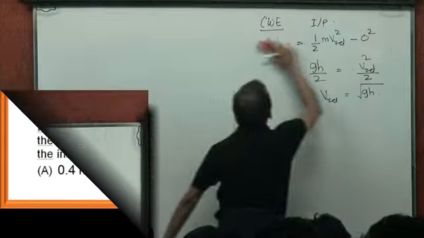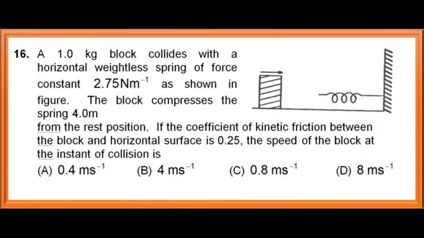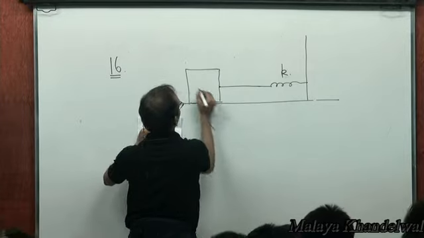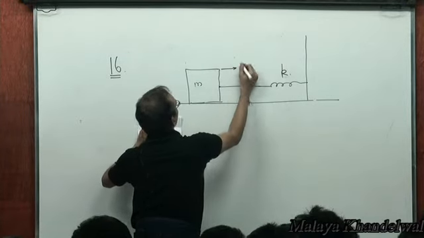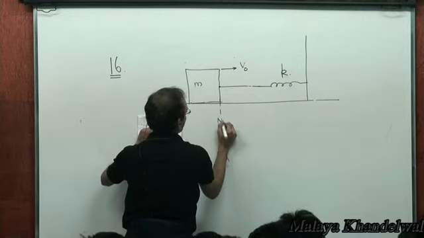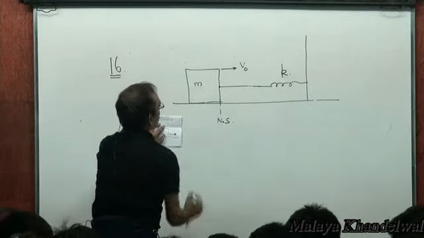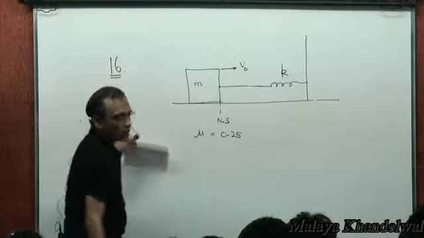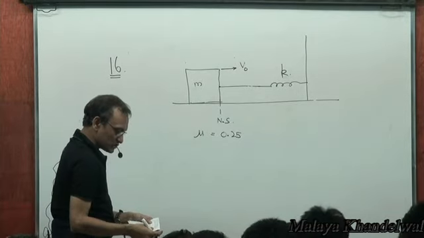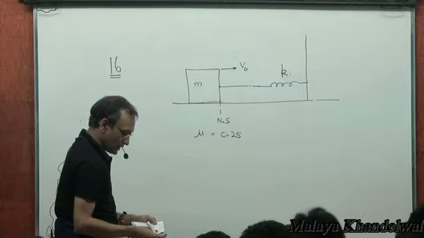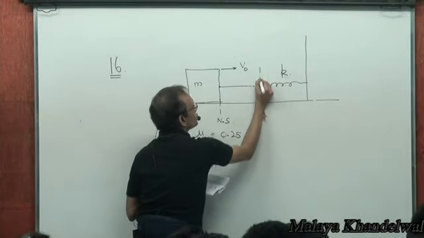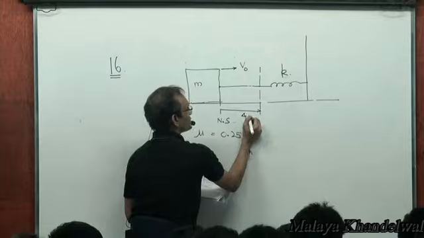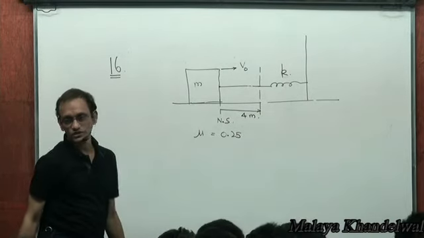Let's look at 16. So there is a block that collides with the spring. Block of mass m, let's say it collides with the spring with a velocity v0 when the spring is in its natural state. There is a coefficient of friction given to be 0.25 between the block and the ground. We want to find the speed of the block at the instant of collision, if this block is able to compress the spring by an amount 4 meters.